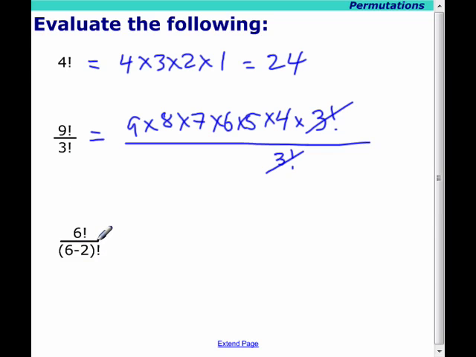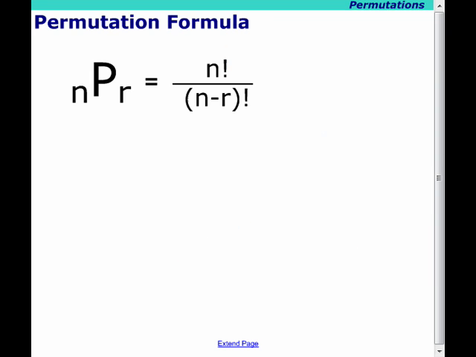To determine factorial, or not to determine factorial, but to determine the number of permutations that you have for an event, you can also use a formula. There's a button on your calculator, but there's also a formula, this one right here, that you can use to determine the number of permutations you have for an event.